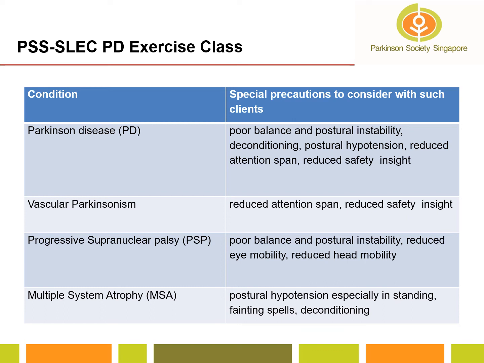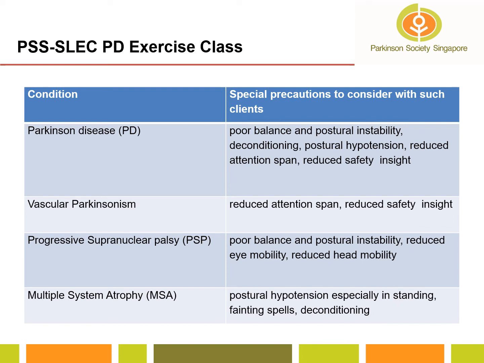So moving on for vascular Parkinsonism, they also do have attention issue as well as reduced safety awareness. And for PSP, definitely they would have poor balance and postural stability. They also have limited eye mobility. Alright, so when you're demonstrating certain exercise, just make sure that it's within their visual field. Alright, and also they do have a reduction in their head cervical mobility as well.